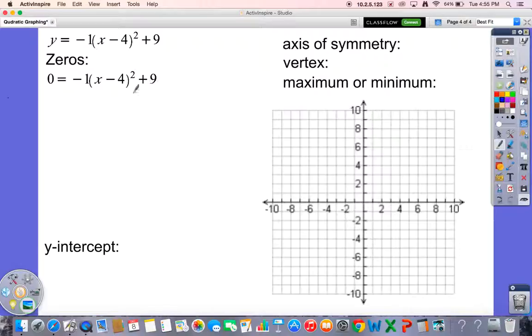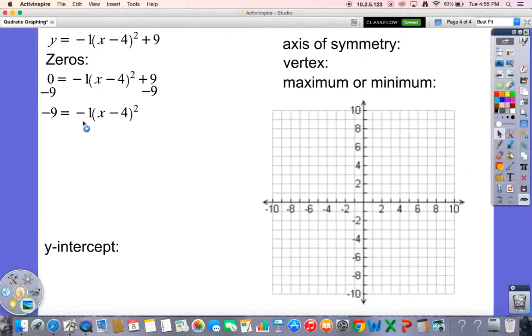Looking at this side, if I think about the order of operations, the very last step would be to add this 9. In order to get rid of adding 9, I am going to subtract 9 from both sides. And now I have negative 9 equals negative 1 times x minus 4 squared.